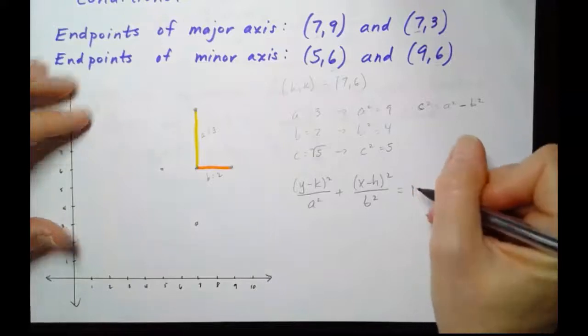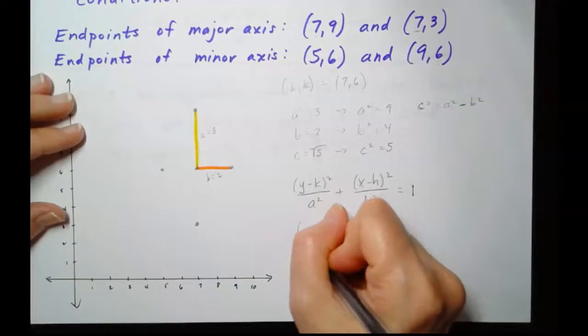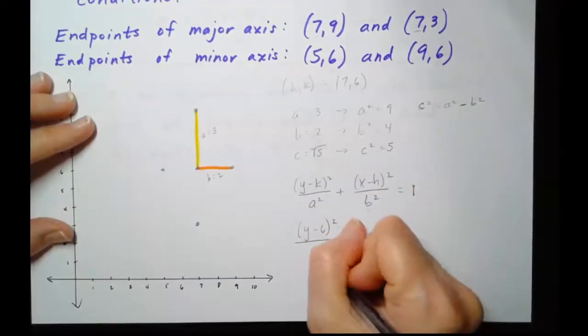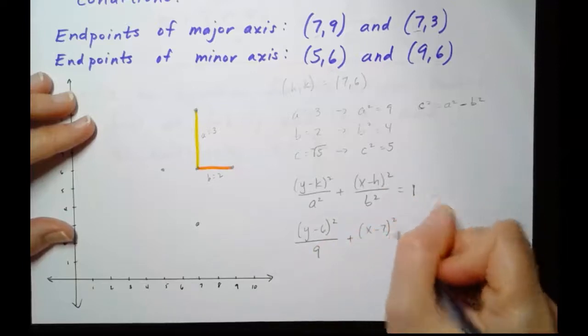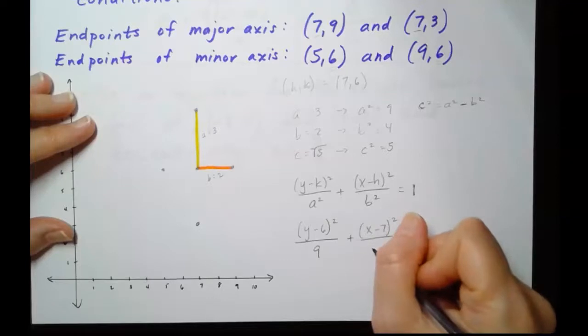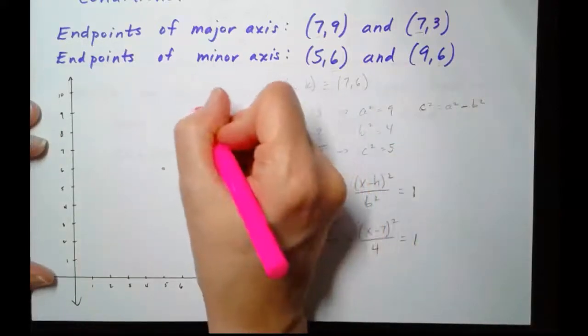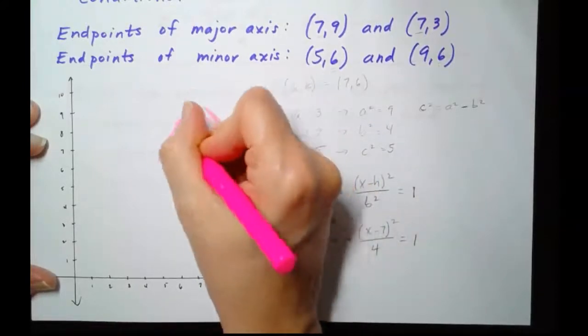Too much power. So plug in what we know. So (y minus 6) squared over a squared, which is 9, plus (x minus 7) squared over b squared, which is 4, equals 1. So that's our standard form. Now, I'm going to go ahead and draw it in, because we want to be as thorough as possible.